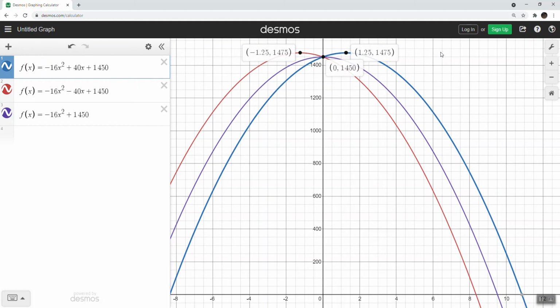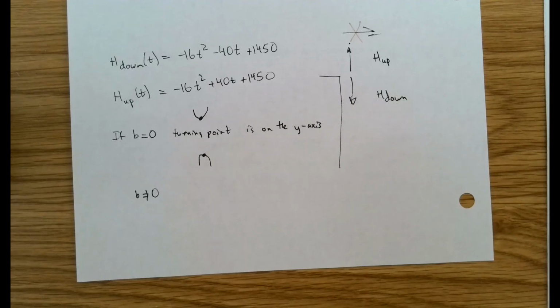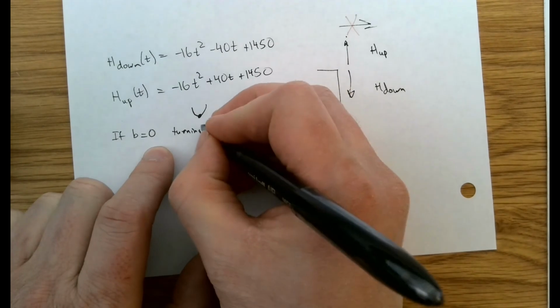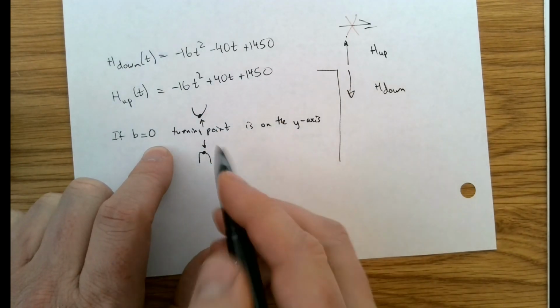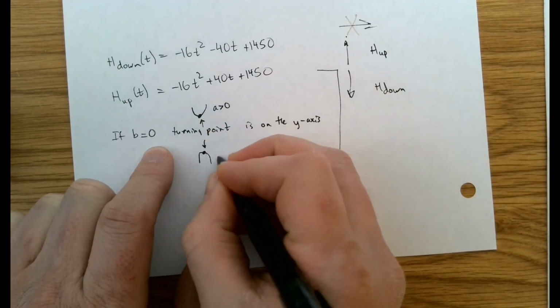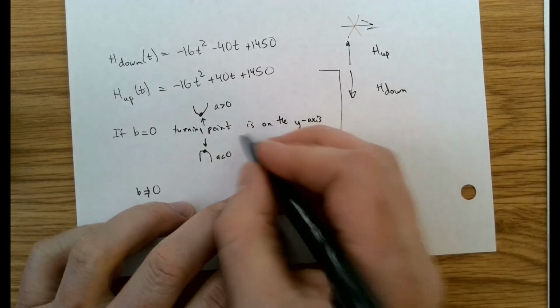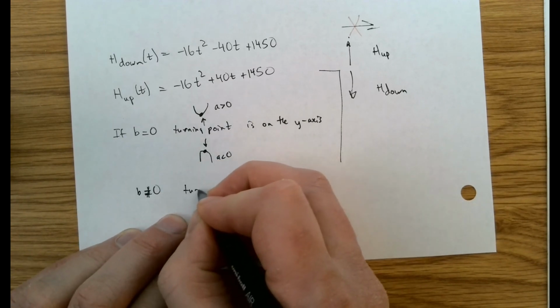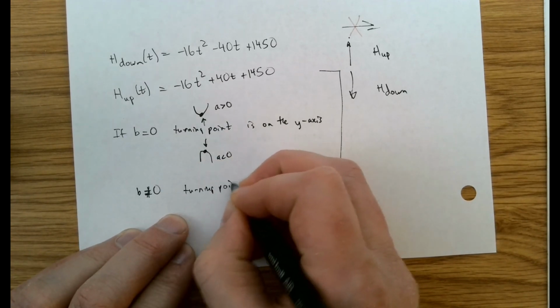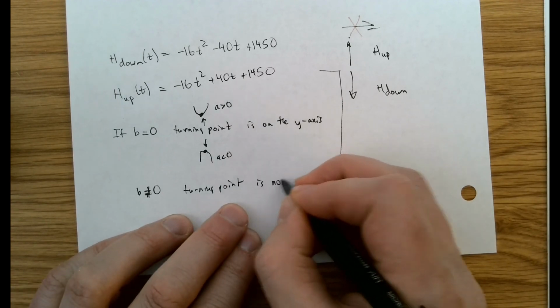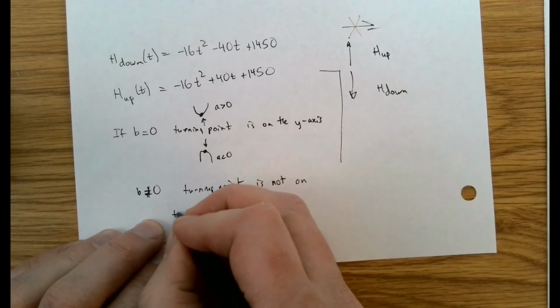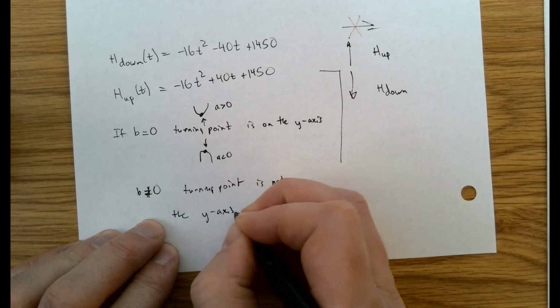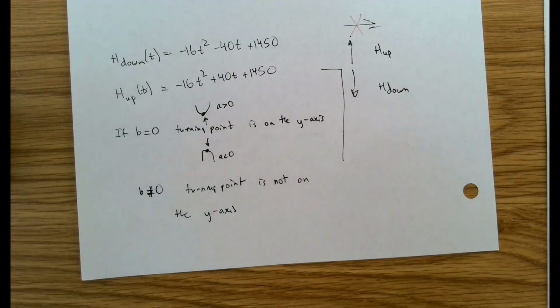And then if B is not equal to 0, oh, you can't see what I'm writing. So if B equals 0, the turning point, which is this thing or this thing, depending upon whether you have a positive A or negative A. We look just at negative A's. It's on the y-axis. If B doesn't equal 0, then the turning point is not on the y-axis. So that's it for this section.